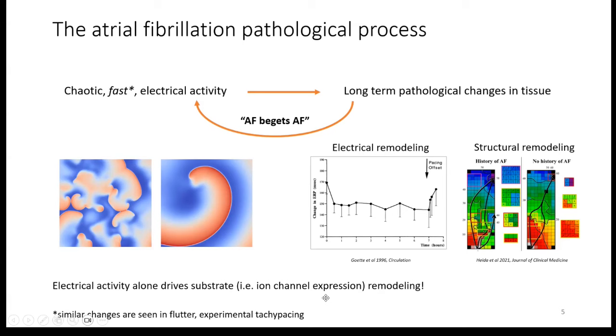And what's interesting here, which has been shown in 1995 or 1996, is that the electrical activity alone can change the substrate. A famous experiment is that they took goats. It's usually done with large mammals that have a heart closer to human. And you just pace them. So you implant a pacing electrode and you pace them very fast. And what this does is that the electrical activity alone changes the substrate of the tissue. And then after you pace them for a couple of days, they just have AF on their own. You don't need to pace them anymore. They're already in the chaotic state.